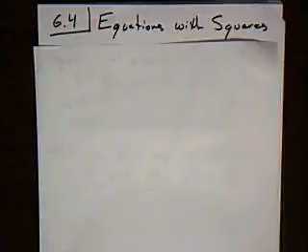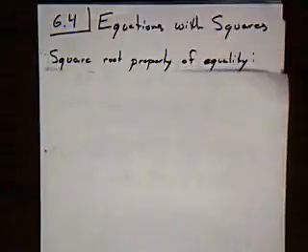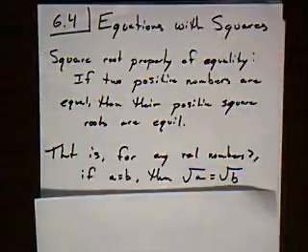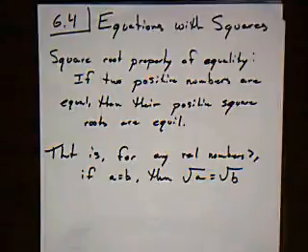So before we start in on the examples, what I need to do is give you a little bit of a definition. This is the square root property of equality, and that is if two positive numbers are equal, then their positive square roots are equal. That is, for any real numbers, if a equals b, then the square root of a equals the square root of b. So why is this important? This is important because we're going to be able to use this to solve certain equations where we have squares that we wouldn't otherwise know how to do.